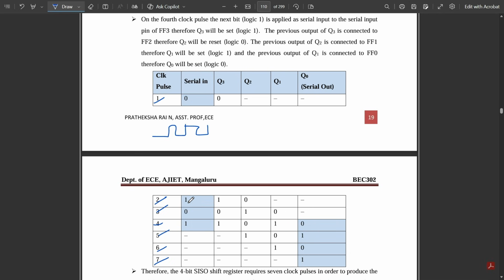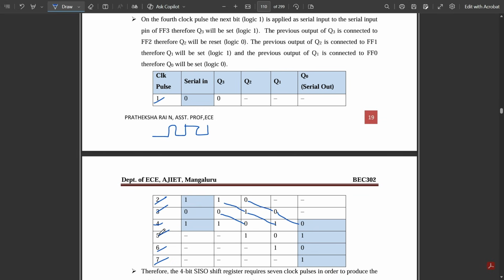Then after that, the next data sent is 1, so that would be coming in place of q3. Whatever previously was there in q3 would be coming to q2. Then for the next input, that is 0, so that would be coming in q3. Previously whatever was there in q3 would be coming to q2, and whatever was there in q2 would be coming to q1. Okay, similarly for the next clock pulse, again 1 is sent, so that would be stored at q3 here. Previously whatever was there would be coming to q2, this would be coming to q1, and this would be coming to q0.